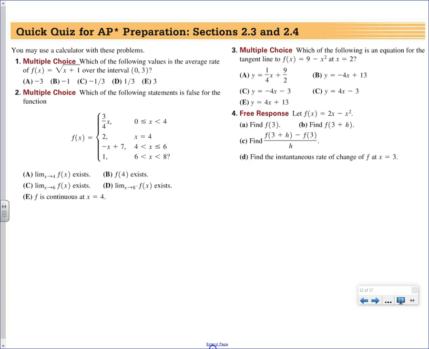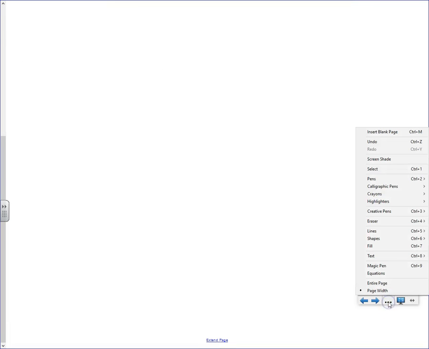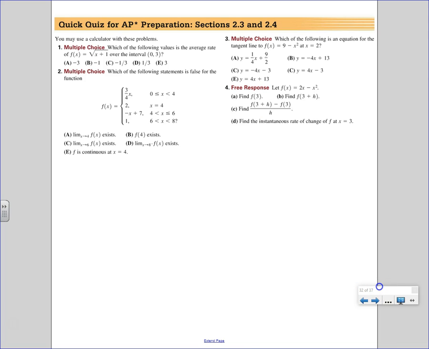Alright, cool kids, for number 1, what'd you do? Plug it in. Okay, what was the answer? 1/3, B. Because you plugged in, well, what was the formula you used? F of 3 minus f of 0, all over 3 minus 0. Got it, equals 1/3. You guys all agree?